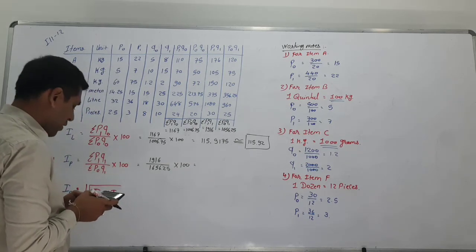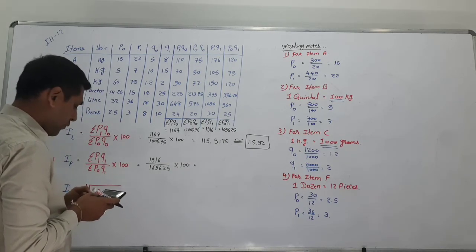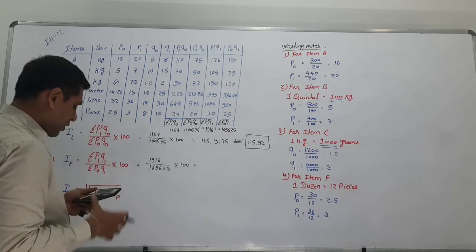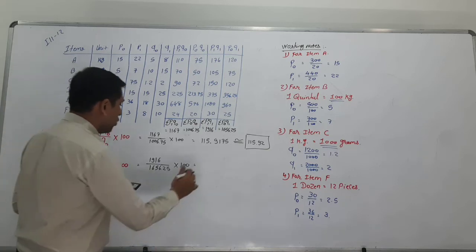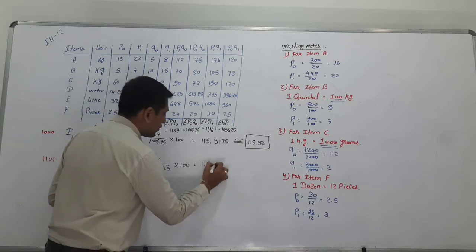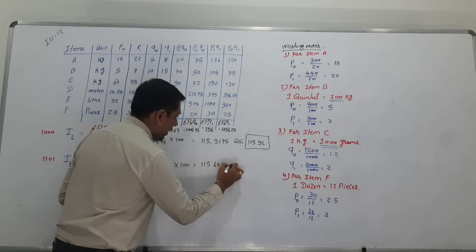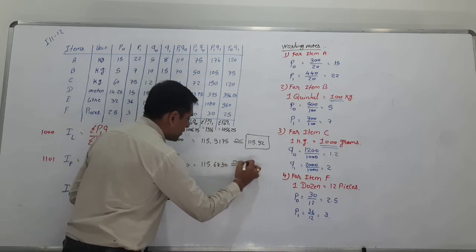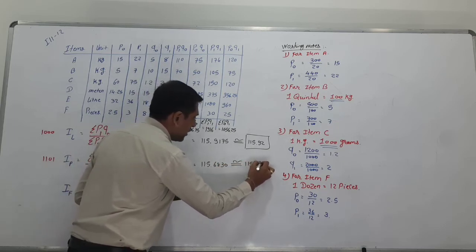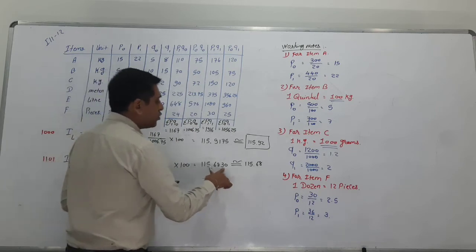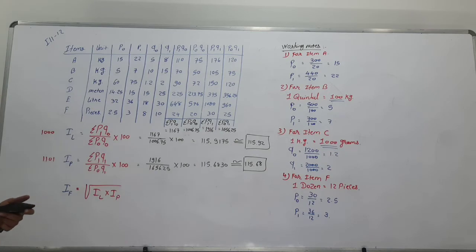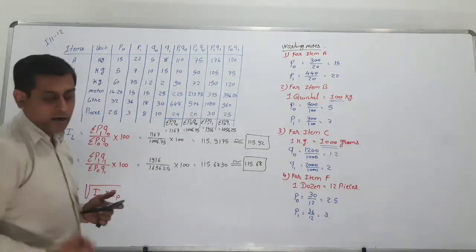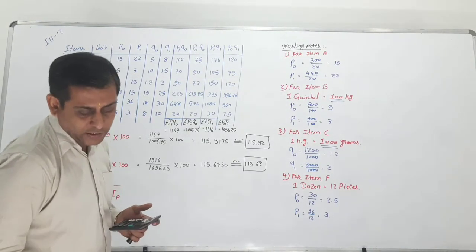1916 divided by 1656.25 into 100. The answer is 115.6830. And that's why the approximate answer is 115.68, because the third digit is 3. Okay, so here we got the two answers, that is IL and IP. Now the last one, that is your IF, Fisher index number.